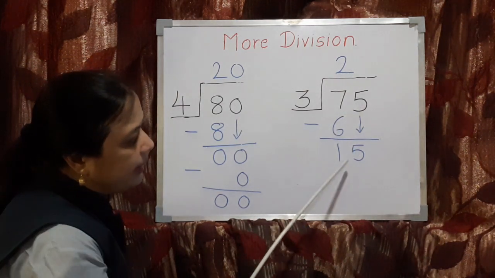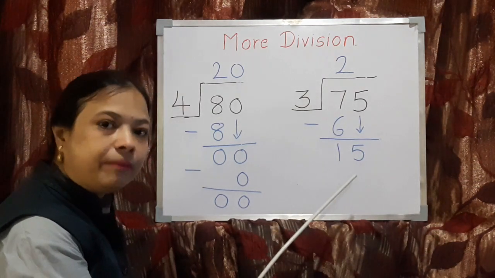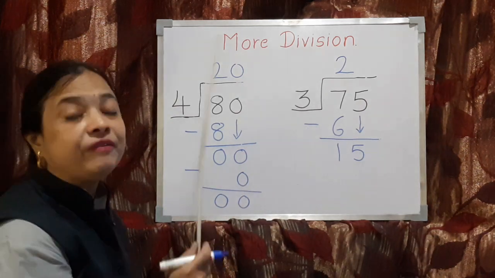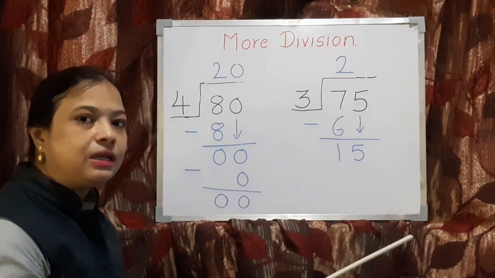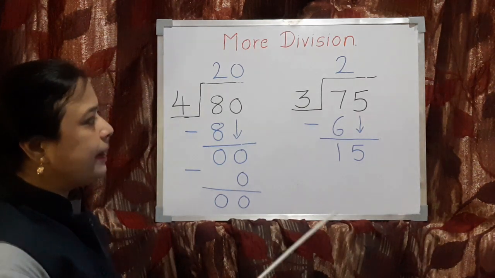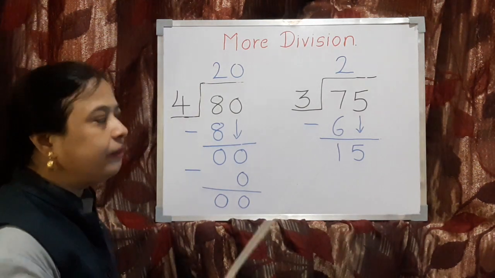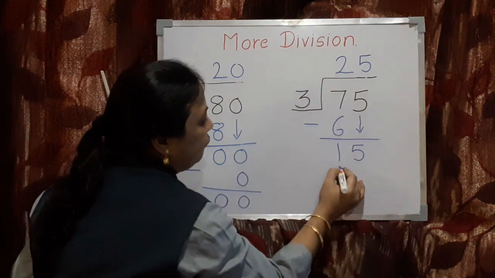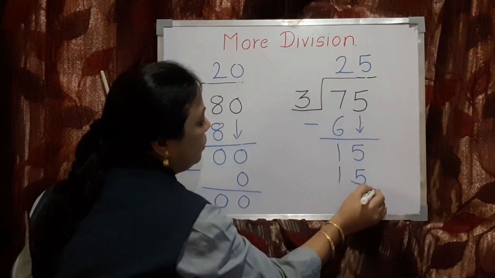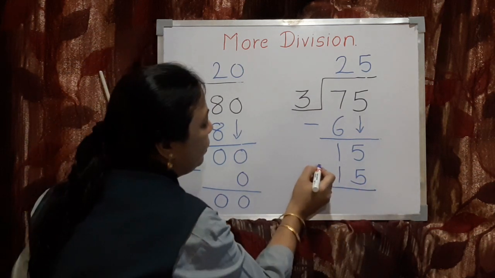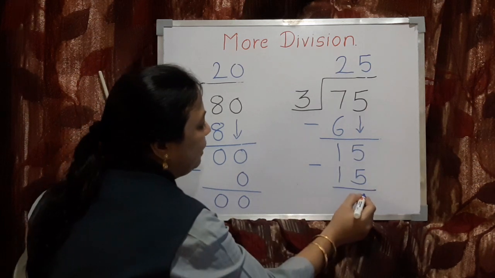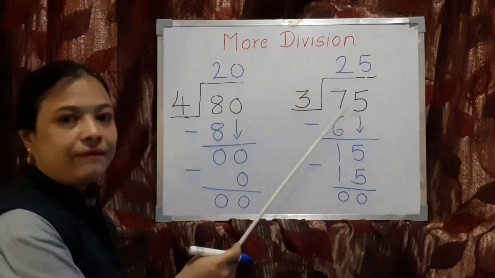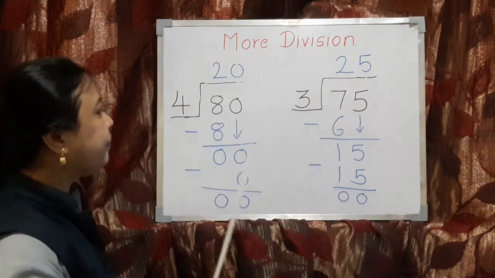5 को हम नीचे उतारेंगे. Already यहाँ पे 1 था, तो अभी हमारा नंबर क्या हो गया? 15 हो गया. Again we will say the 3 table, और 3 के टेबल में 15 कब आता है वो देखना है. So 3 1s are 3, 3 2s are 6, 3 3s are 9, 3 4s are 12, and 3 5s are 15. So here 3 5s are 15. Here we are going to subtract. 5 minus 5 will be 0, and 1 minus 1 will also be 0.